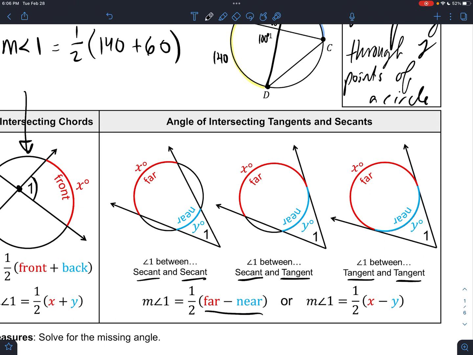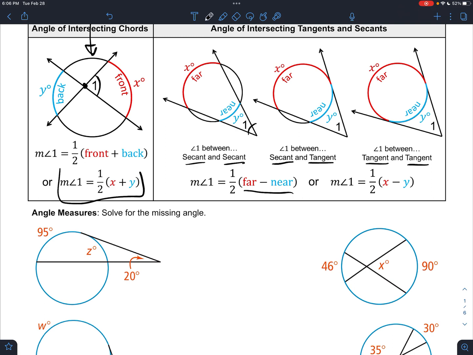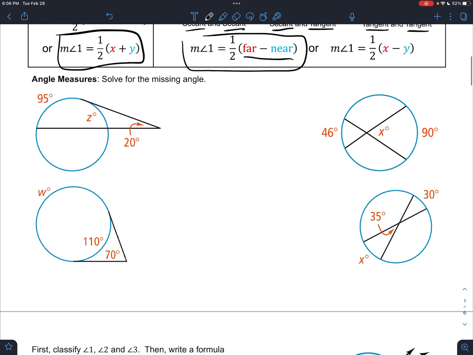And the cool thing about this theorem, the far minus near, is that it doesn't matter if it's a tangent or secant. It's always the case that the measure of this angle here is half of far minus near. So it's really just these two that I'm going to be using for these next 4 questions.